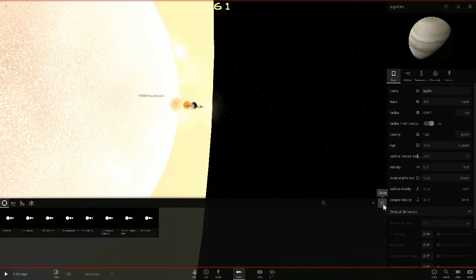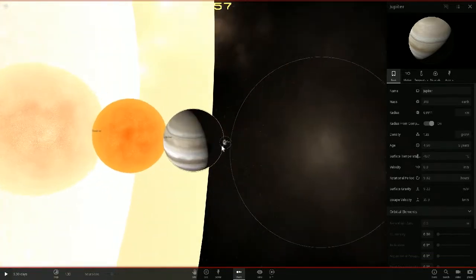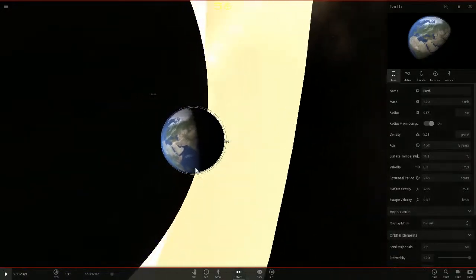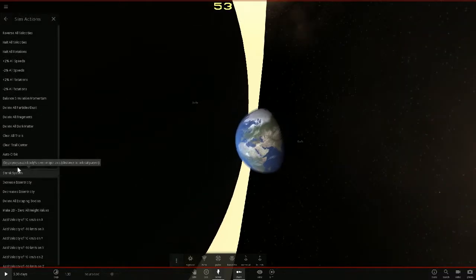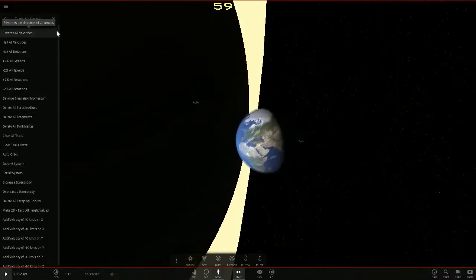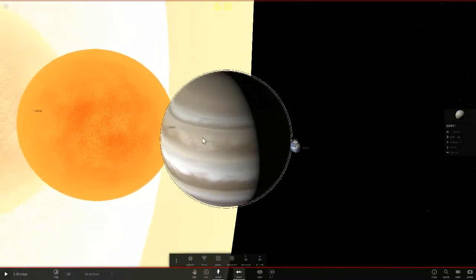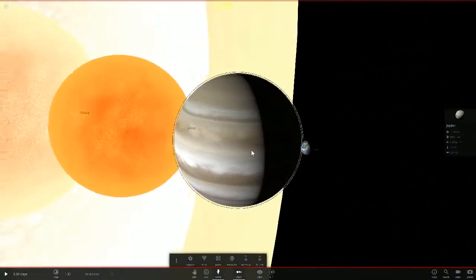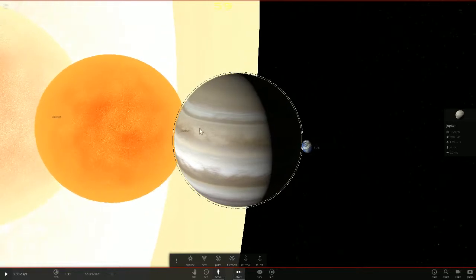So let's get down to it. We're going to start off with Earth. Earth is obviously one Earth, just one Earth in size. So then we go to Jupiter. Jupiter is 218 Earths. Jupiter is a gas giant. Earth is a terrestrial planet.